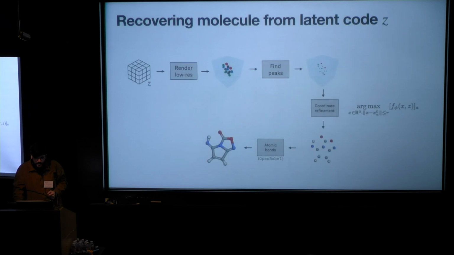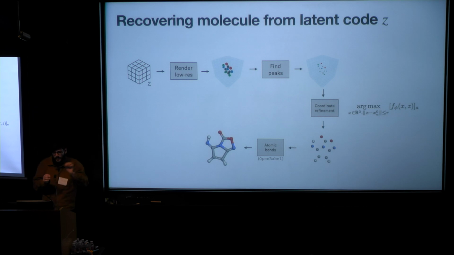Yeah. So then the post-processing is very similar as before. We have the latent code Z that we generate, and we just render a very low dimensional grid, basically with for loops scanning the XYZ coordinates to come up with some low resolution voxel representation. Then we find those peaks, which are basically the local optima of this box. And then with that, we do some coordinate refinement, and then we have our points again.